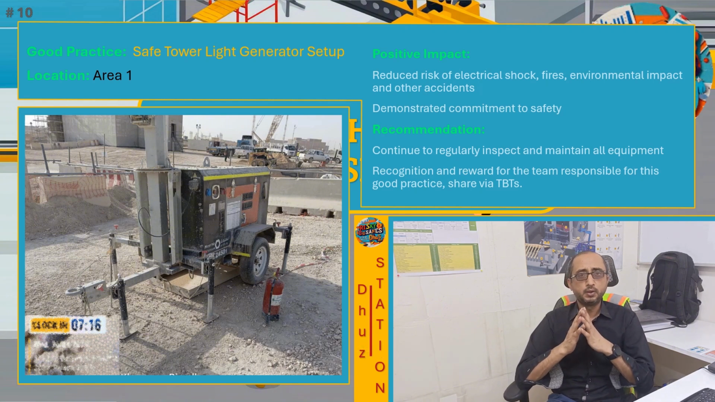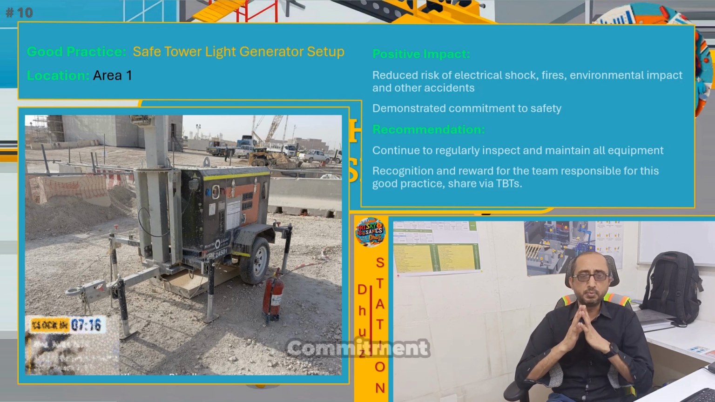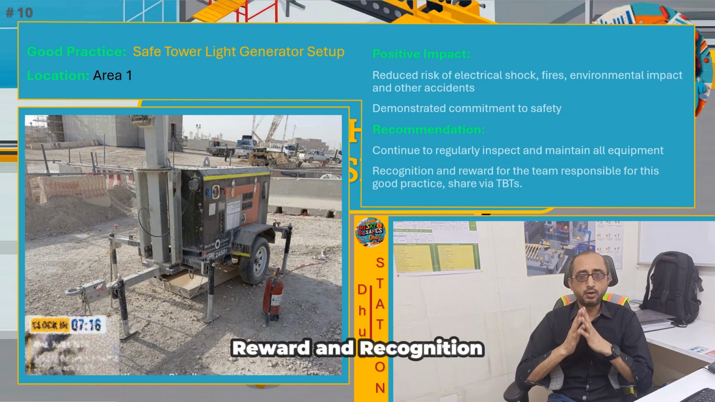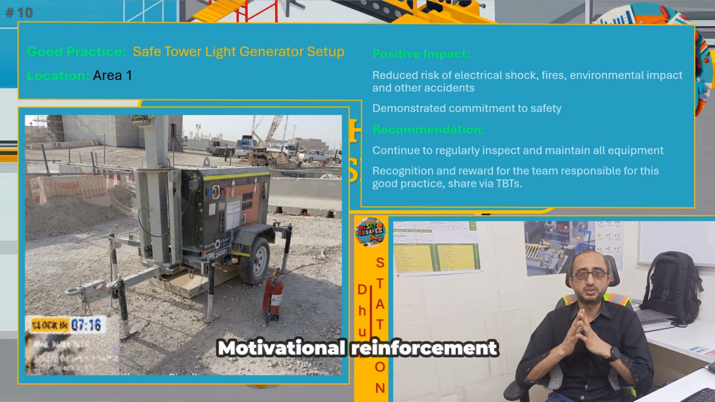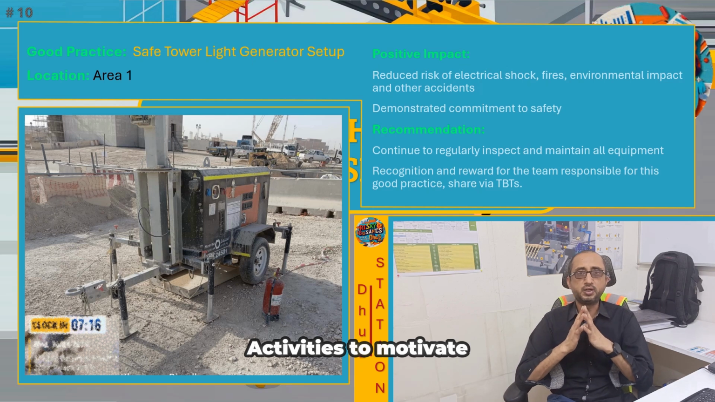Location is Area 1. Positive impact: first of all, a safe workforce, reduced risk of electrocution, electric shock, fires, and environmental impact. Also demonstrating the commitment to health and safety and a positive HSE culture. Recommendations: continue this good practice, further expand it, reward and recognition for the team involved to influence motivational reinforcement. Also share via TBTs to motivate everyone.